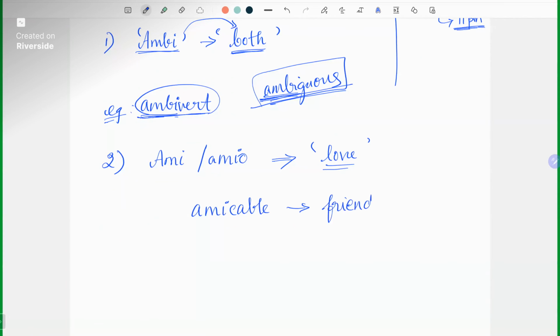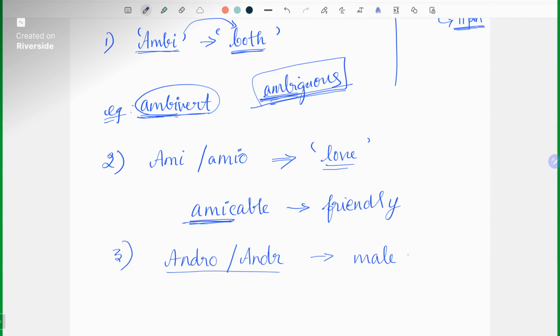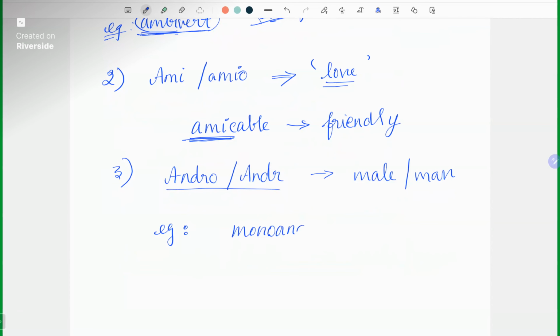We saw that amicable means friendly. Now the root word andro, or even without an o, andr, which means male, man. Words like monoandry. Mostly it will be used as a suffix. Andro, ander, root words from Latin or Greek.